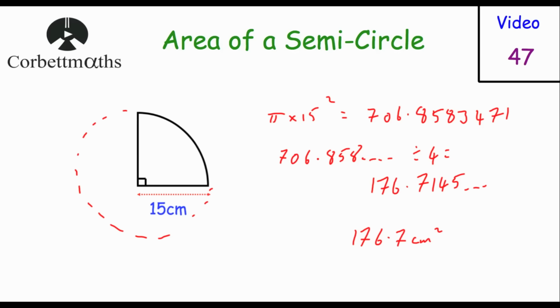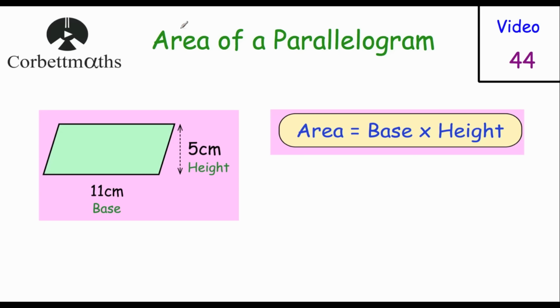Okay, let's have a look at our next topic. So our next topic is video 44, which is the area of a parallelogram. So here's a parallelogram, and it's got a base of 11 centimeters and a height of 5 centimeters. And the area of a parallelogram is found by the base times the height. Because if you were to chop this part of the parallelogram off and move it across and put it here, we would now have a rectangle, and the base would still be 11 centimeters because this bit has moved to here, so the base would still be 11, and the height is still 5.